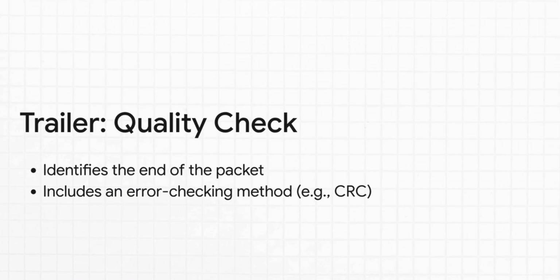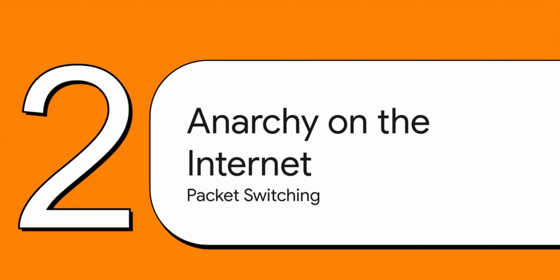And finally, we have the trailer. This is the quality check. It does 2 things. It signals, hey, this is the end of the packet, and it includes this really clever bit of math called a cyclic redundancy check, or CRC. Basically, it's a way to make sure the packet didn't get scrambled along the way. If the math doesn't check out when it arrives, the receiving computer just says, no, that one's no good, send it again.